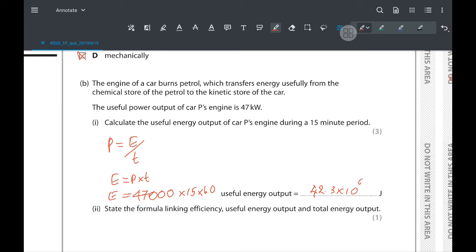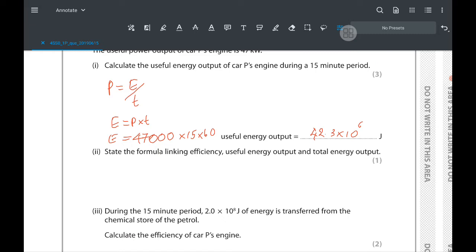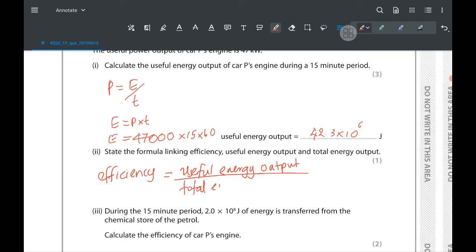Into 10 to the power 6 joules. State the formula linking efficiency, useful energy output and total energy output. Yeah, we will write efficiency equals useful energy output divided by the total energy output.